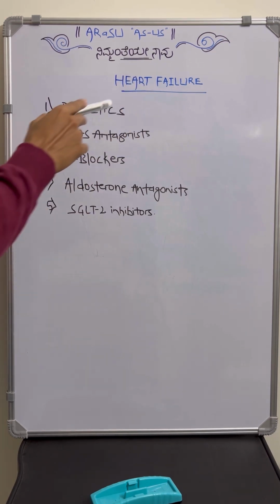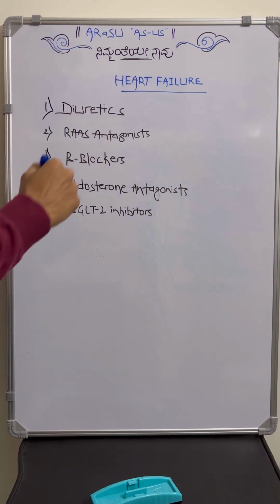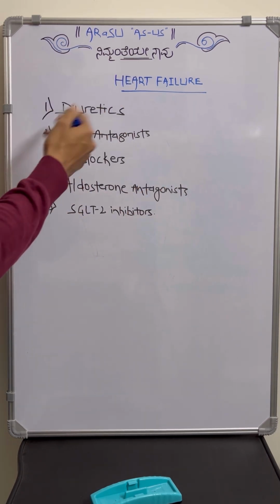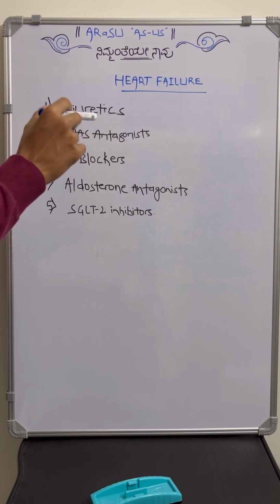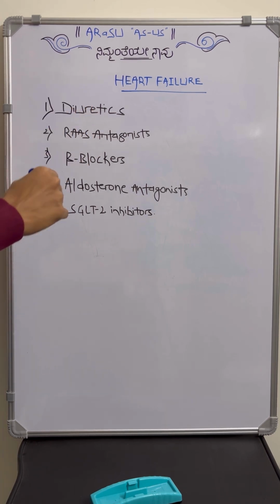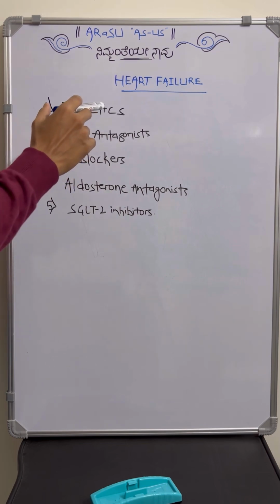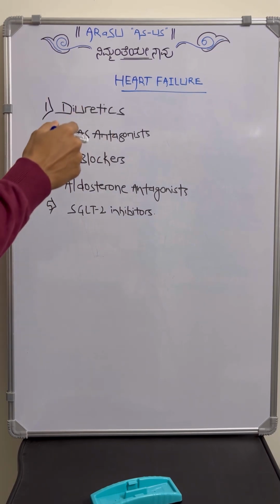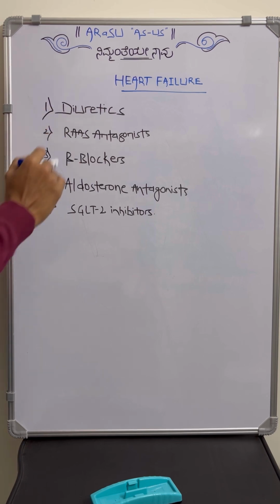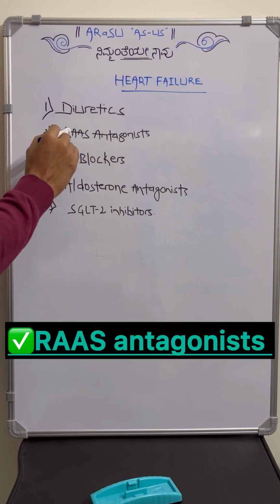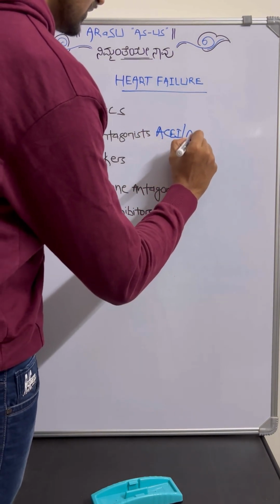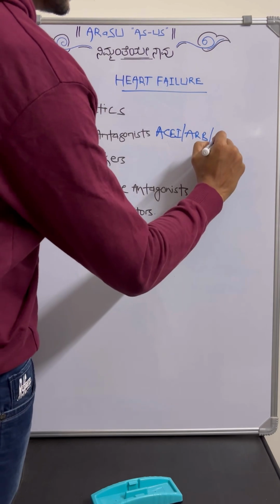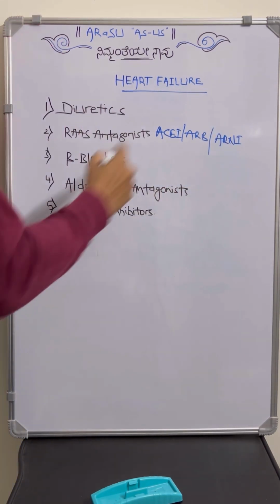Next one is, as we all know, whenever there is reduced ejection fraction, it will lead to decreased cardiac output, which will lead to decreased blood flow to the kidneys, which will activate the RAS system. This RAS system will cause arterial vasoconstriction and decreased GFR, through which it will try to improve the cardiac output. But over the long run, that will be detrimental. So, we have to inhibit the RAS system. For that, we can use ACE inhibitors or ARBs.